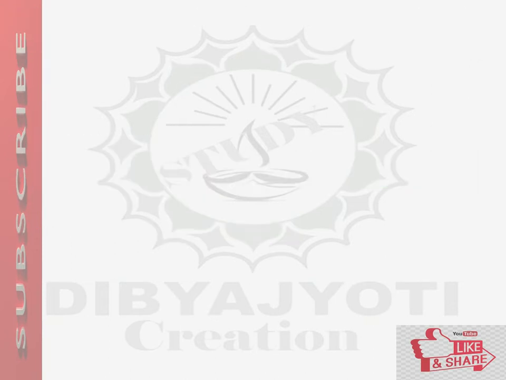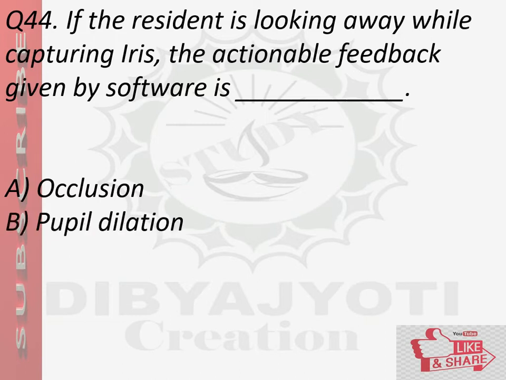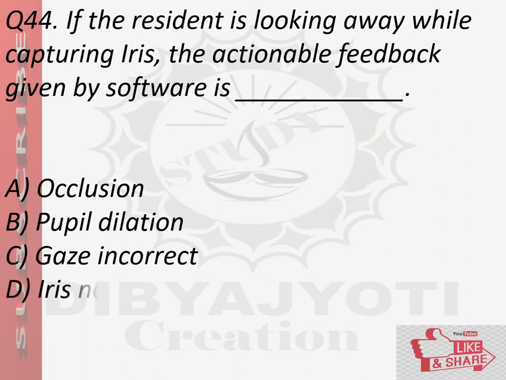Then next, if the resident is looking away while capturing iris, the actionable feedback given by software is dash. Options are option A, occlusion. Option B, pupil dilation. Option C, gaze incorrect. Option D, iris not in focus. And answer is option C.